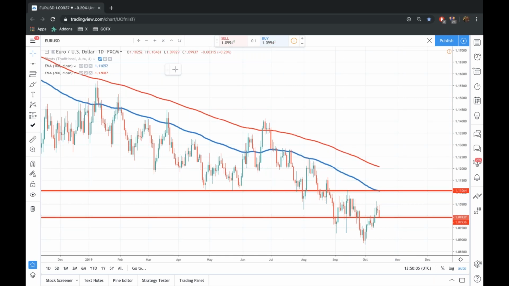So Harshit, what were you looking at with the euro? Were you a buyer or a seller of this pair? Let's see, seller. Yeah, okay.